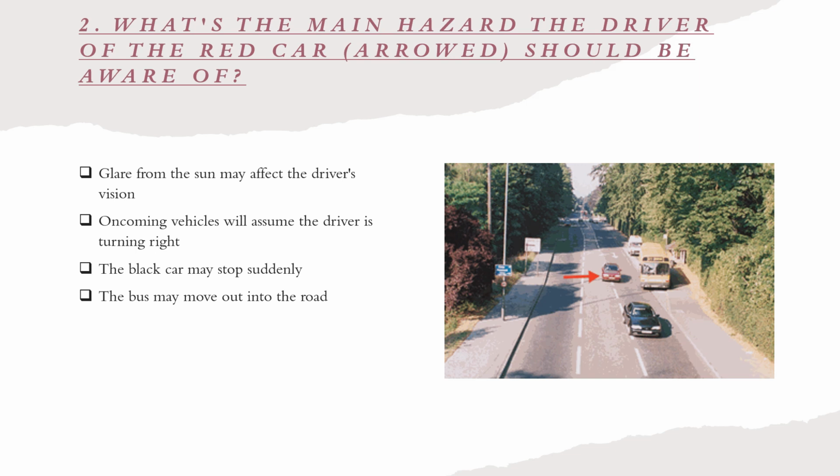2. What's the main hazard the driver of the red car, arrowed, should be aware of? Glare from the sun may affect the driver's vision. Oncoming vehicles will assume the driver is turning right. The black car may stop suddenly. The bus may move out into the road. Correct answer: the bus may move out into the road.